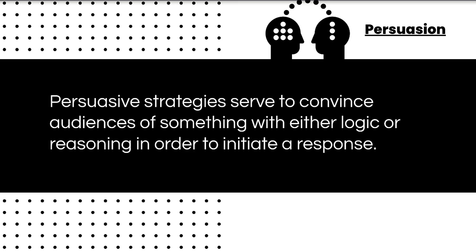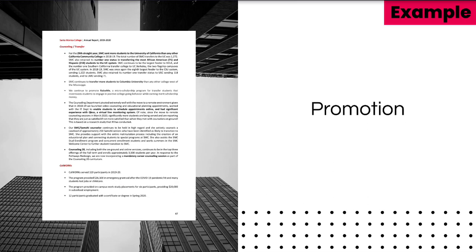Persuasion as a rhetorical strategy serves to convince audiences of something with either logic or reasoning in order to initiate a response. This strategy is most commonly associated with logos, ethos, and pathos. A good example used in the report was their use of promotion, kind of talking themselves up in any sort of club or extracurricular activity they offered in order to form a greater appeal to audiences. This is another highly effective strategy as it uses supporting claims to further back up their points.